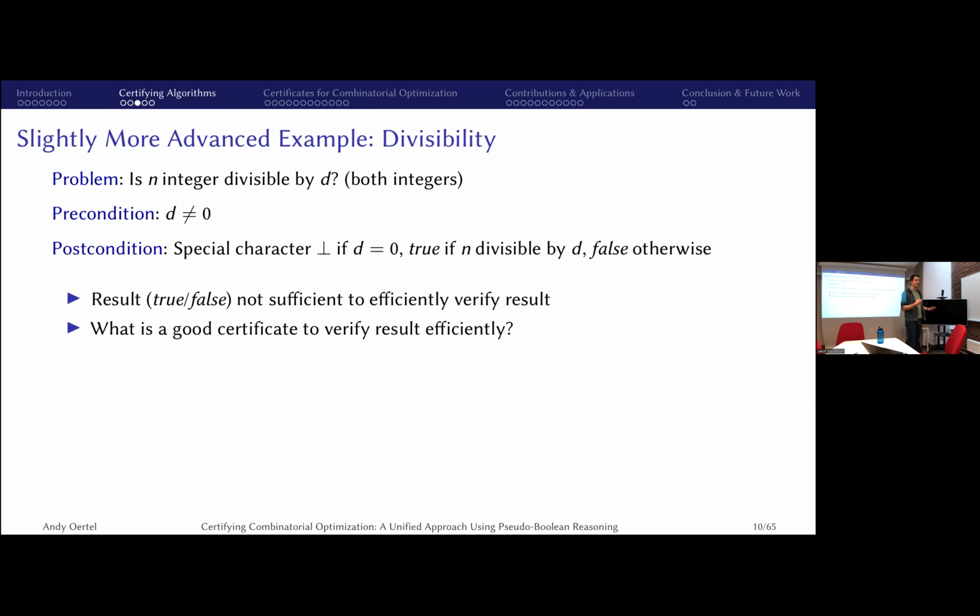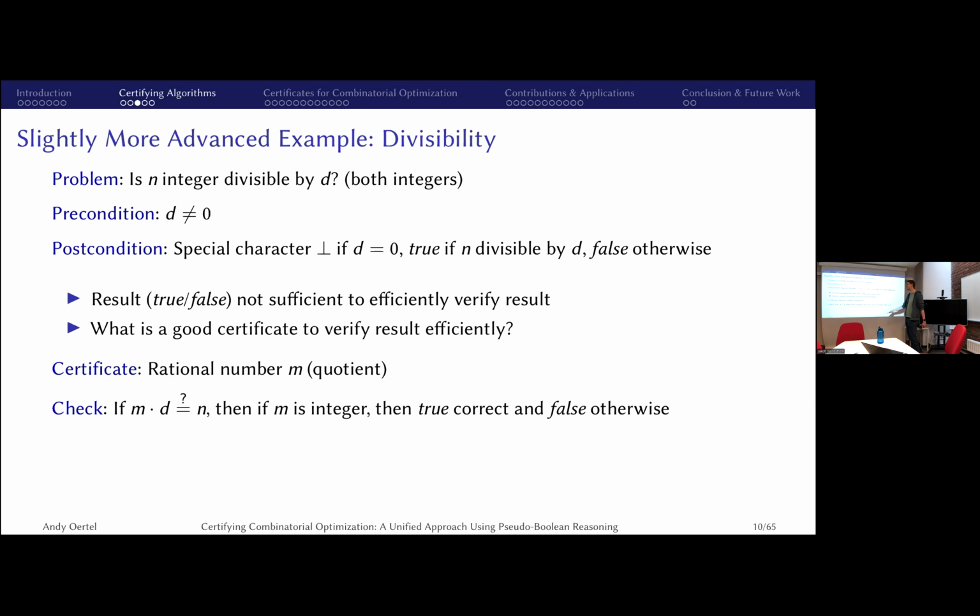Now our result is just true or false, or this bottom character. So how can we check that this output true or false is correct? What would be a good certificate in this case to make the check easy? Any ideas? The number that's dividing. Yeah, or the quotient. Exactly.